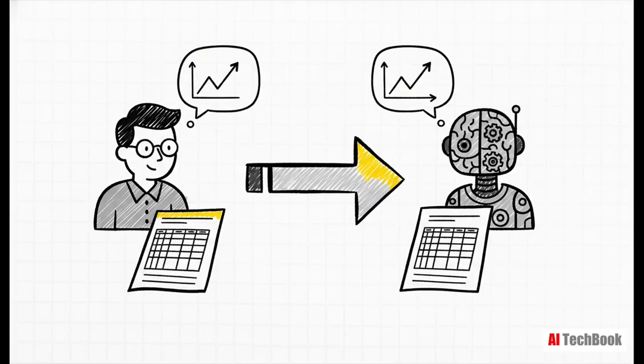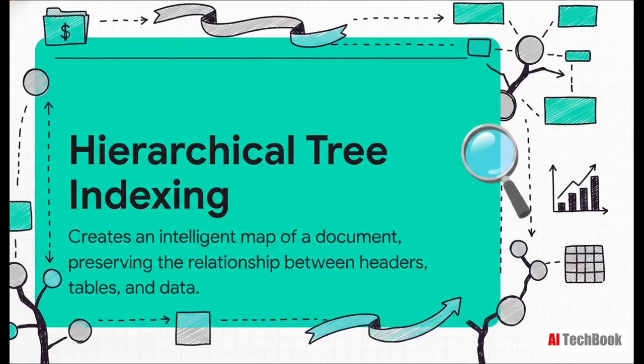Meet PageIndex. This is the new open source framework behind their solution. And the core idea is actually pretty simple, but it is revolutionary. Instead of force-feeding an AI unstructured junk, it actually teaches the AI to read a document the exact same way a human analyst would. So how does it pull that off? With something called hierarchical tree indexing.